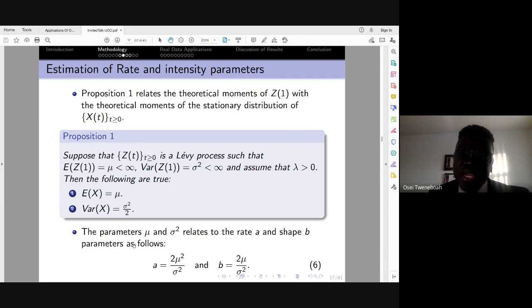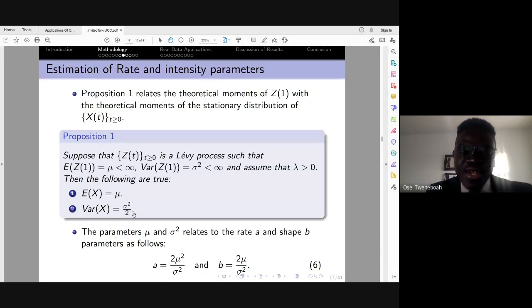We estimate these values by looking at the theoretical moments of the stochastic process. Here we define a proposition. Okay, good. This proposition says that whenever you have a Lévy process, then for Lévy processes, we know that the expectation of that process at time t equals 1 is the mean, and we know that the mean is finite, and also the variance of that stochastic process is finite. Then for our stochastic process, which corresponds to the solution of our stochastic differential equation, the expectation is equal to mu, and the variance is equal to sigma squared over 2.